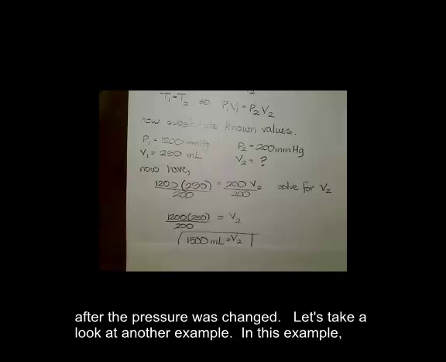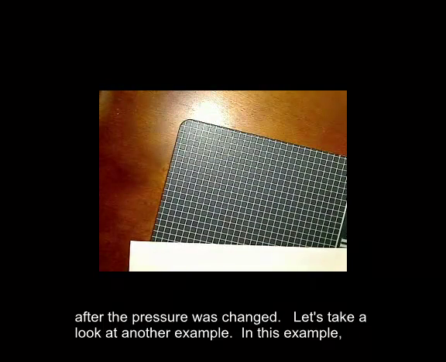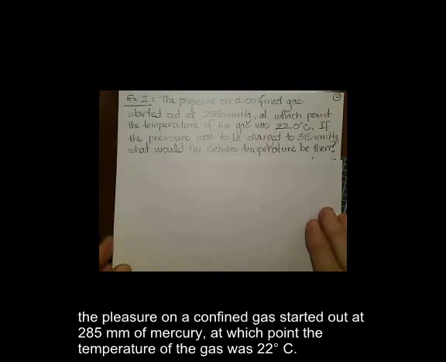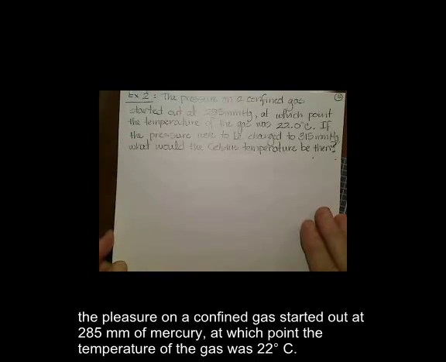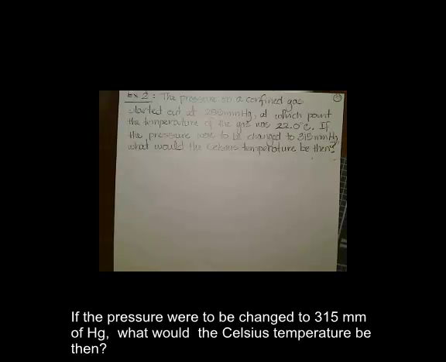Let's take a look at another example. In this example, the pressure on a confined gas started out as 285 millimeters of mercury, at which point the temperature of the gas was 22 degrees Celsius. If the pressure were to be changed to 315 millimeters of mercury, what could the Celsius temperature be then?